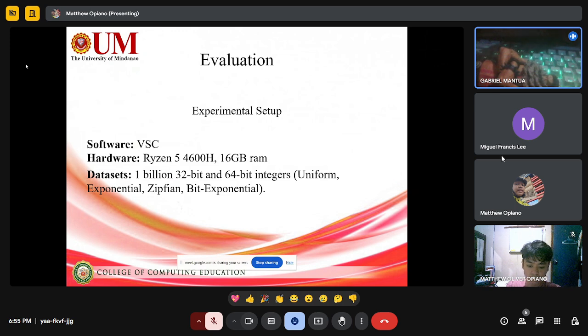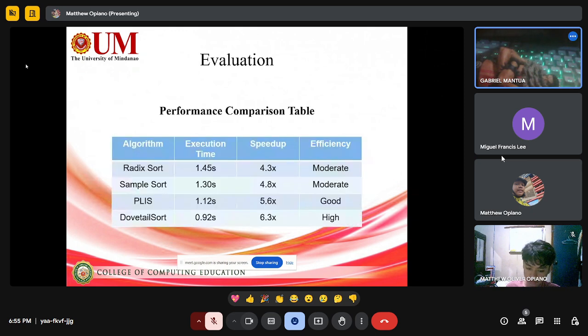So, on the evaluation, for our experiment setup, we use Visual Studio Code on a Ryzen 5 4600 Hz with 16 GB RAM. We tested with 1 billion 32-bit and 64-bit integers across multiple distributions: uniform, exponential, Zipfian, and bit exponential. We then compared the execution time across multiple algorithms.